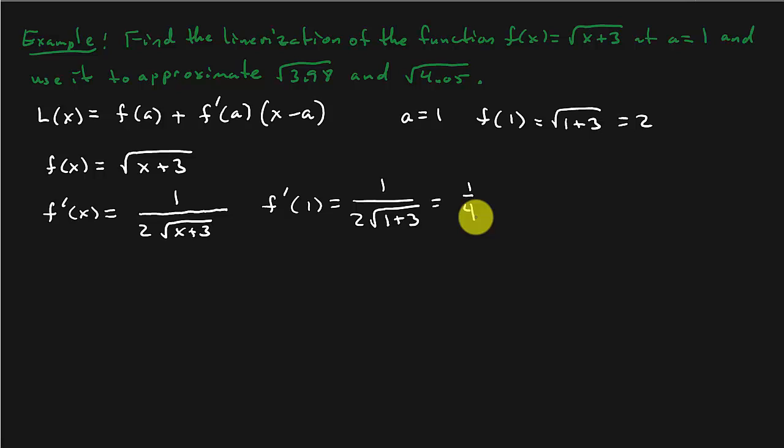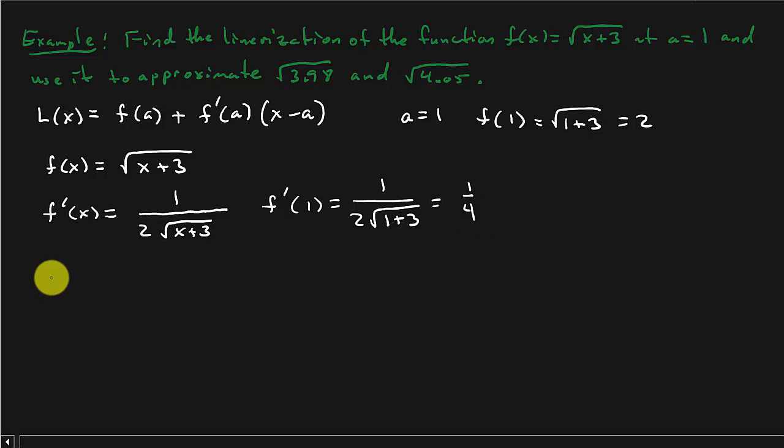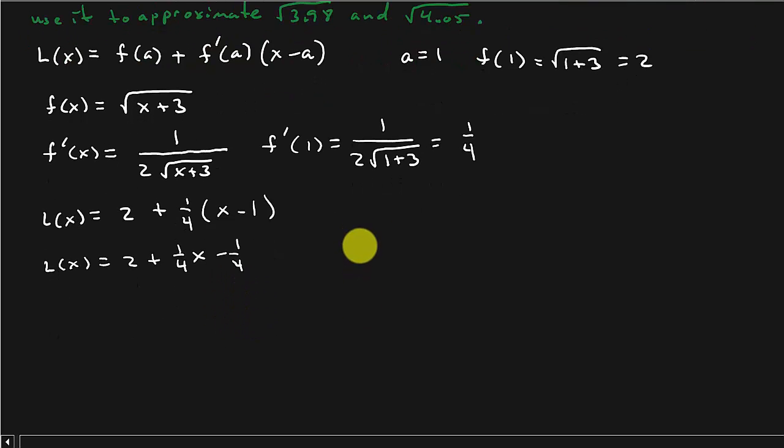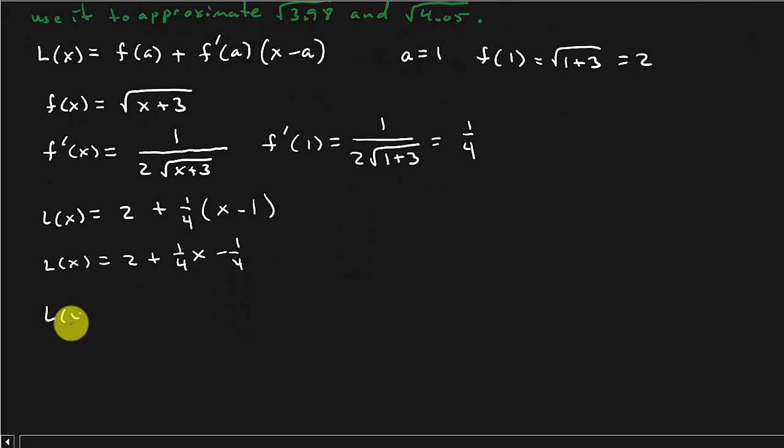Now, let's plug everything in. So I get L of x is equal to f of a, so f of 1 is 2, plus f prime of a, which is 1/4, times x minus a, and a is 1. And so I get L of x is equal to 2 plus 1/4 x minus 1/4. And so I get L of x is equal to 1/4 x plus, and that's 2, so that's going to be 8 over 4, so that's 7 over 4.